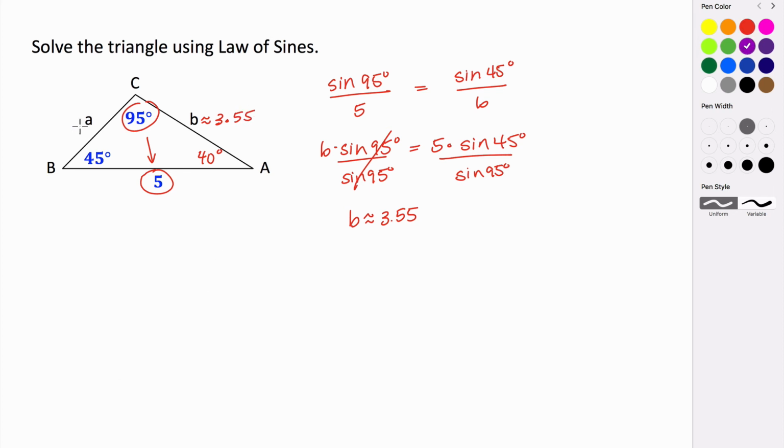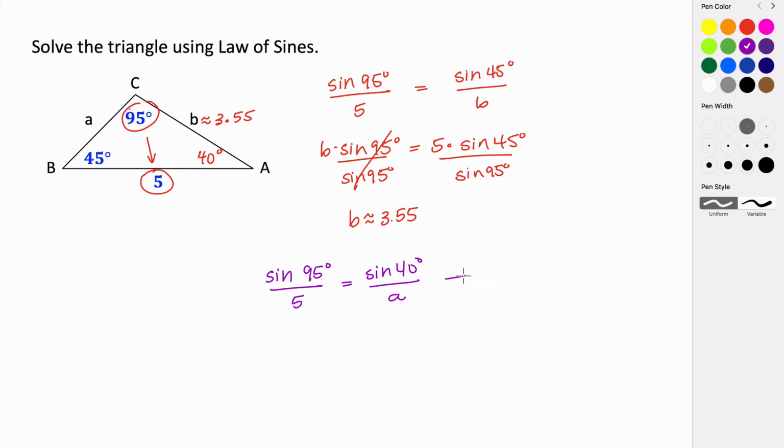So now we can find side A. When you're doing the law of sines, it's best to use your original given angle-side pair because those measures are given to us, and so they're going to be a little bit more accurate. So we're going to start with this here. Again, it's the sine of 95 degrees divided by 5 equals the sine, this time of 40 degrees, divided by A.